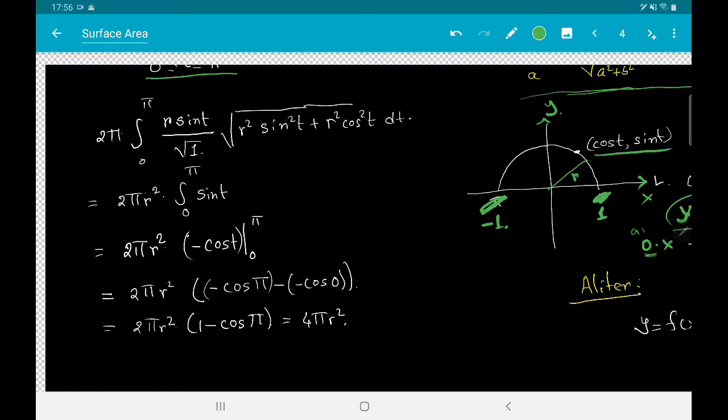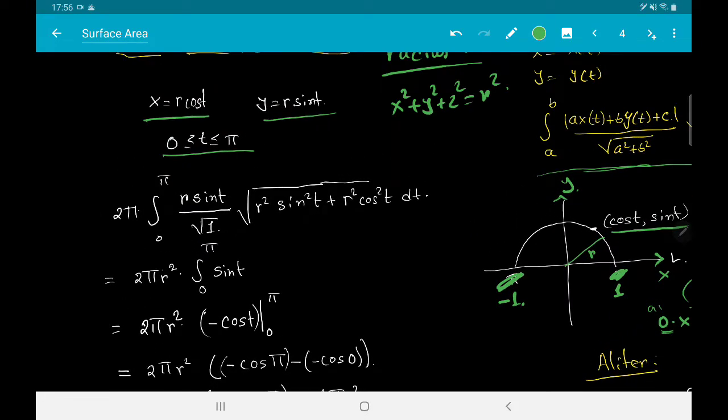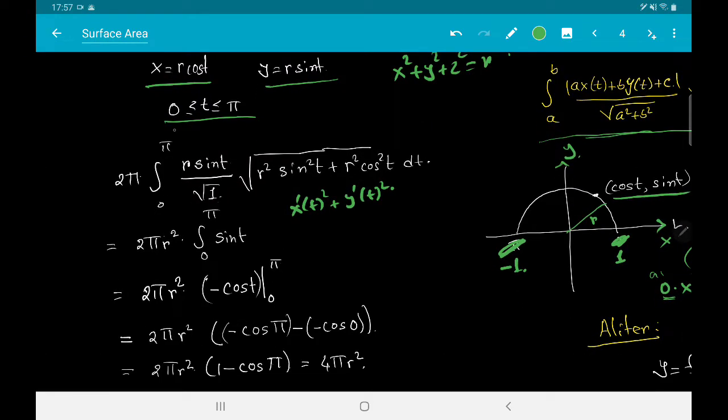Okay, so let me try to compute this now. We know y(t) is r sin t divided by the square root of 1, and we are going to integrate the square root of x prime t square plus y prime t square. So what is x prime t? This is given by minus r sin t, so if I take the square, it is r square sin square t. What is dy dt? That is r cos t. If I take the square, it is going to be r square cos square t. And we integrate this from 0 to pi.